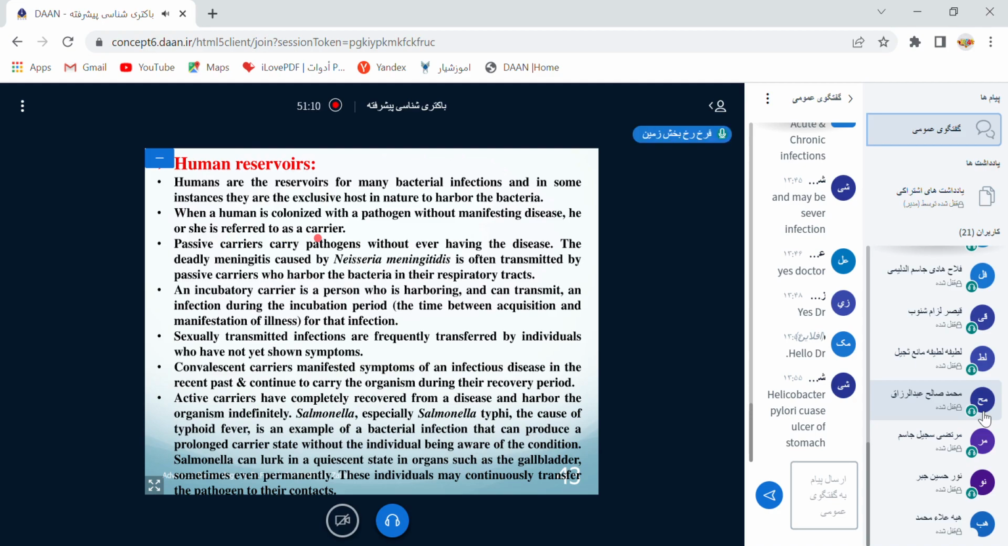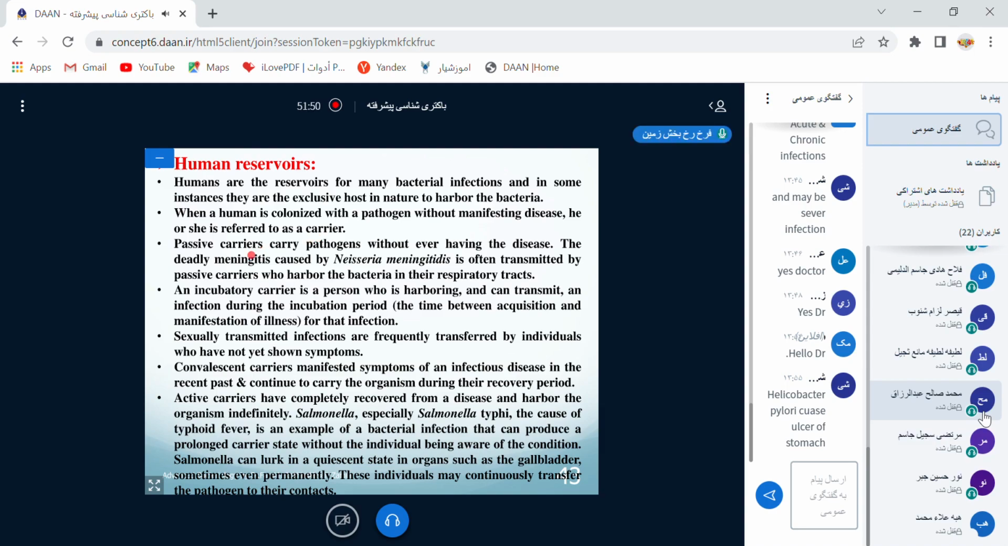So when one person has an infection but there are no signs and symptoms, he never understands he has a problem. He never goes to the physician. He never uses medicine. But at the same time, this infection containing many pathogens can transfer from the human reservoir as a carrier to other sensitive people.